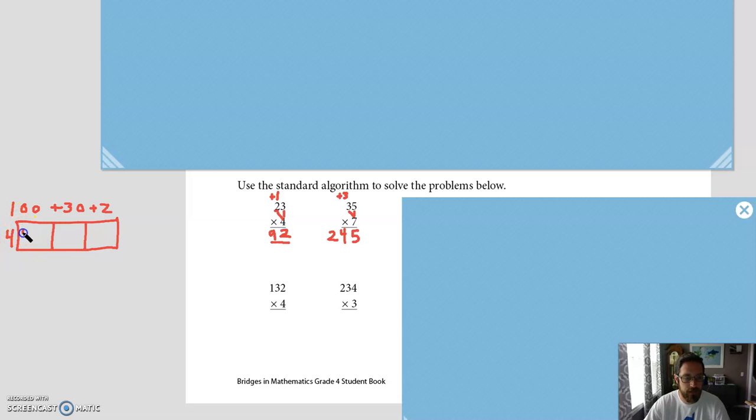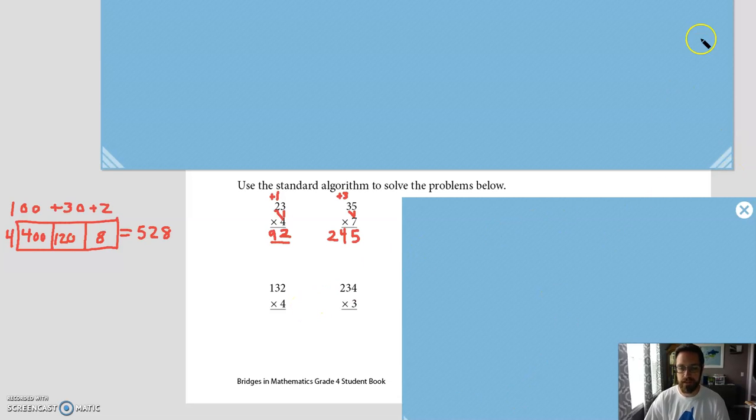Well, 4 times 100 is 400. 4 times 30, well, 4 times 3 is 12, times 10 would get me 120. And then 4 times 2 is 8, so that's 8. So let's see, 400 plus 120 is 520, plus 8 is 528.